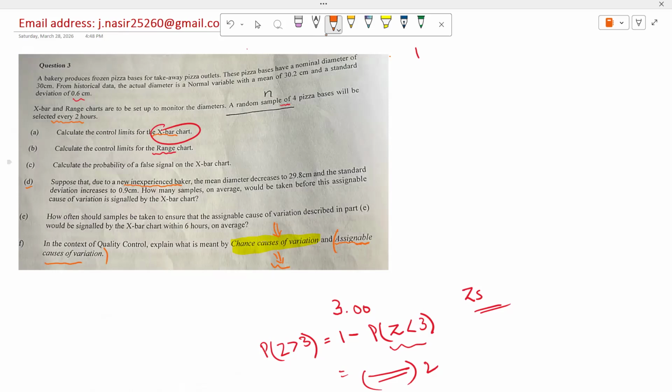Now let's calculate. So let's do the maths in the D part. Suppose our mean has gone down to 29.8 and my standard deviation has increased to 0.9 centimeter. How many samples on average would be taken before this assignable cause of variation is signaled by the X bar? Here you have to answer the number of samples. The number of samples that it takes on average before it signals out this assignable cause of variation.